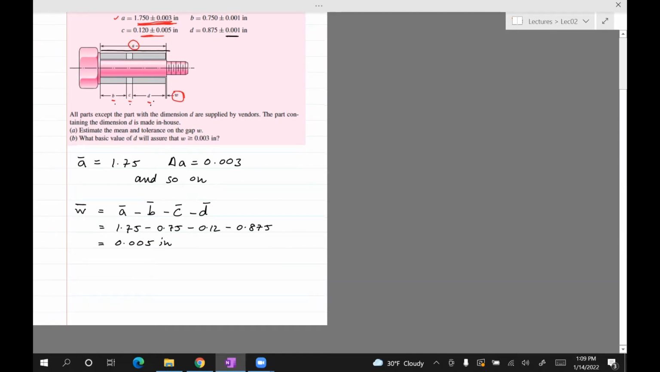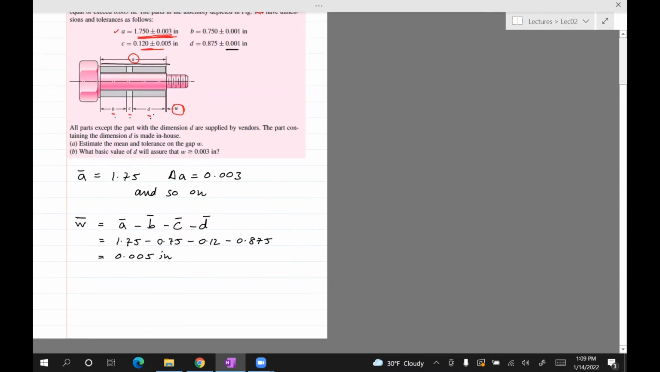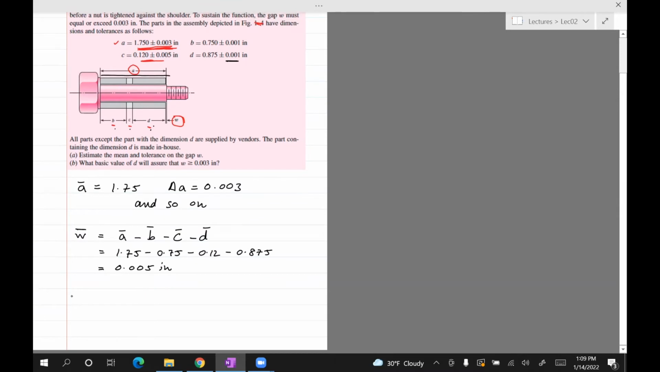Now we also need to estimate the deviation. So for that, we'll estimate what the minimum W is going to be.